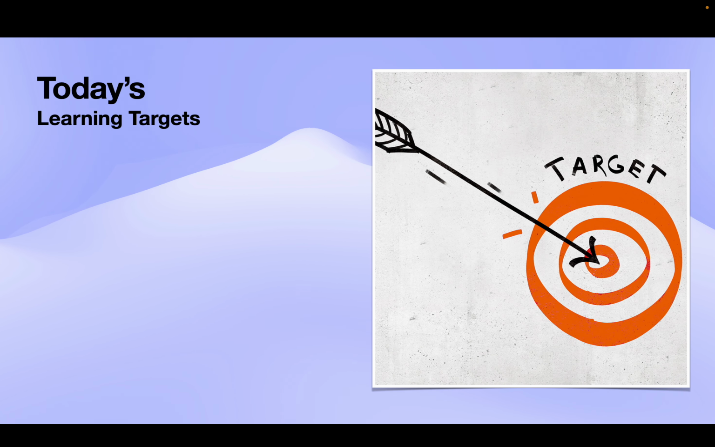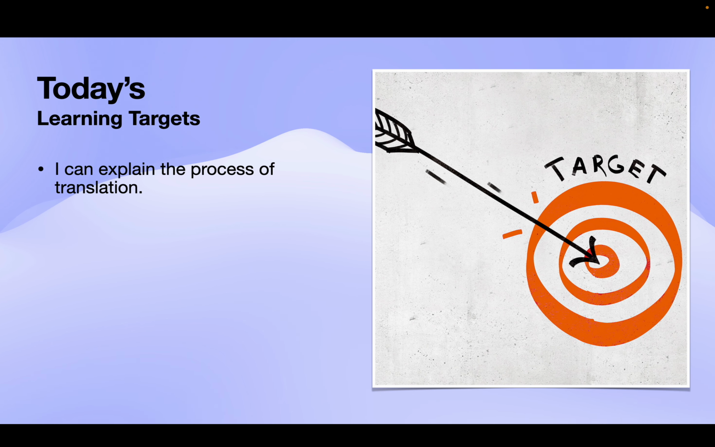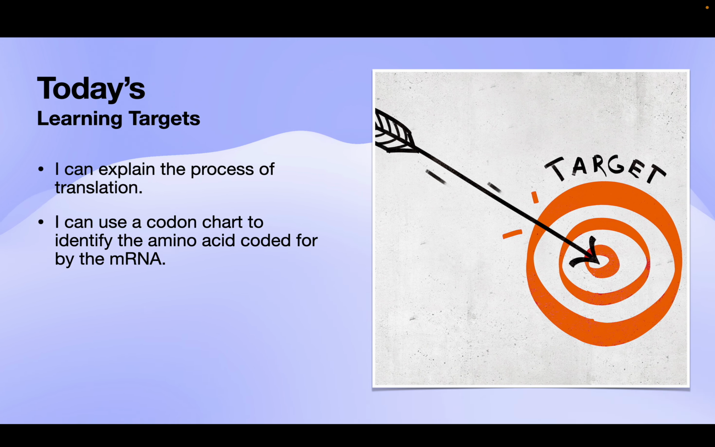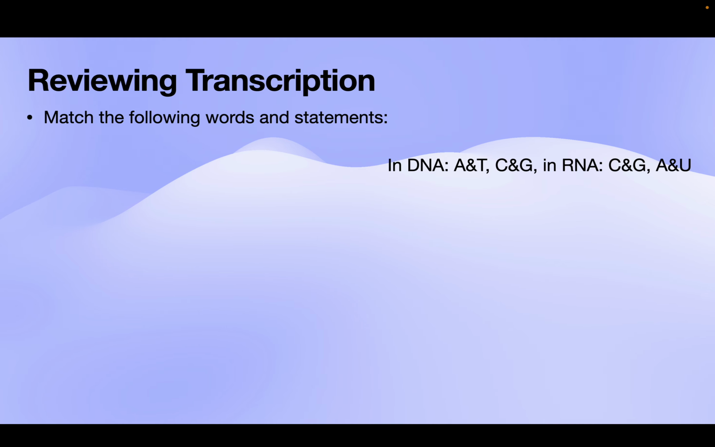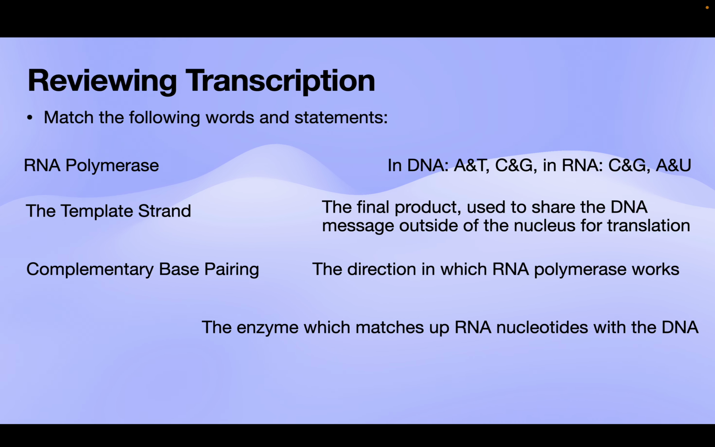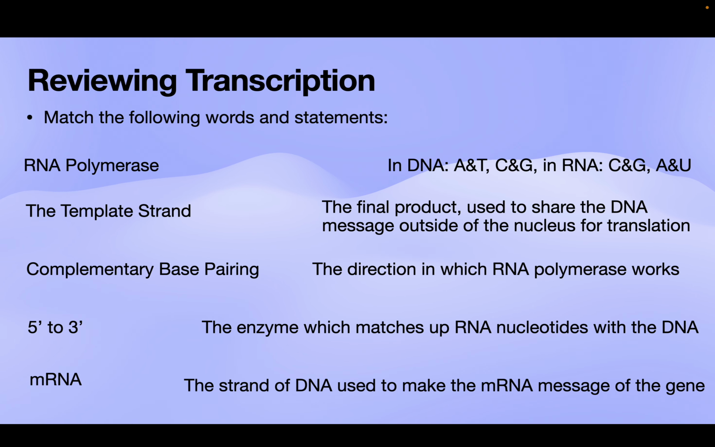Our targets for today are: I can explain the process of translation, and I can use a codon chart to identify the amino acid coded for by the mRNA. We are going to start today with some review of transcription, just to make sure we got it well last class. Here are a bunch of terms on the left, and we have statements that go with them on the right. So take a minute and match them up.